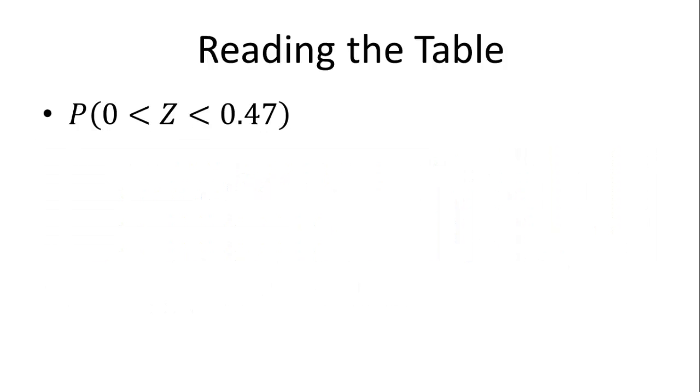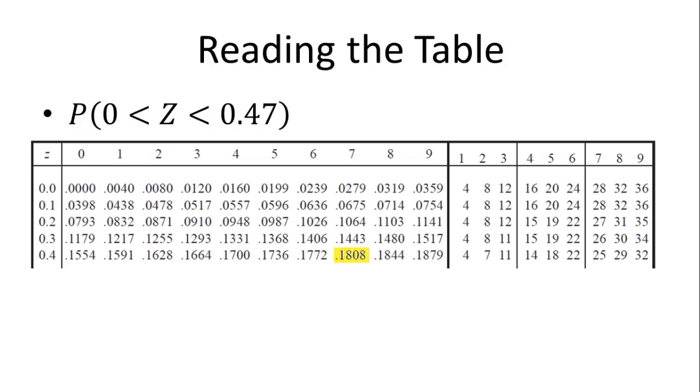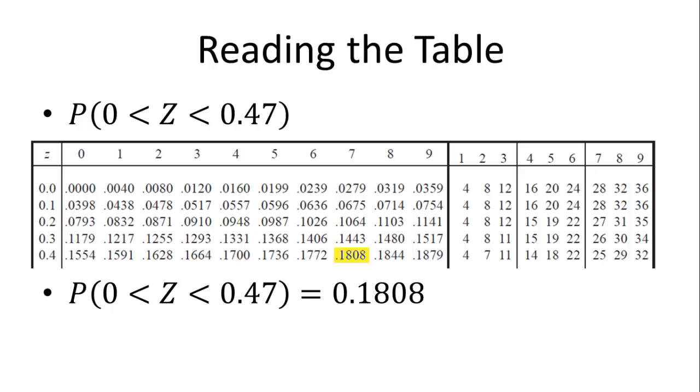Next, we're going to go a little further along. We're going to look for 0.47 in the table this time. So we come down to the 0.4 in the left-hand column, across to where it says 7 at the top, and we see that that's 0.1808. Nothing else to add on the end, so the probability that z is between 0 and 0.47 is 0.1808.